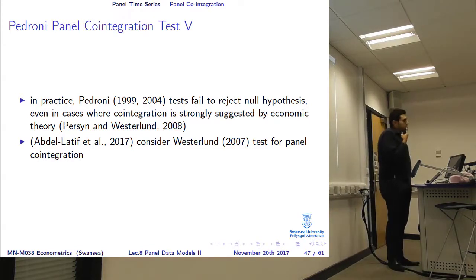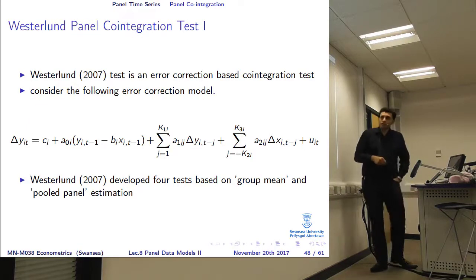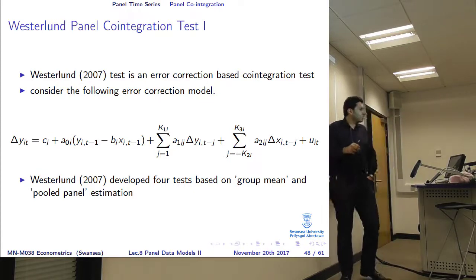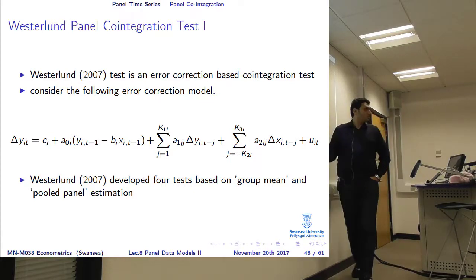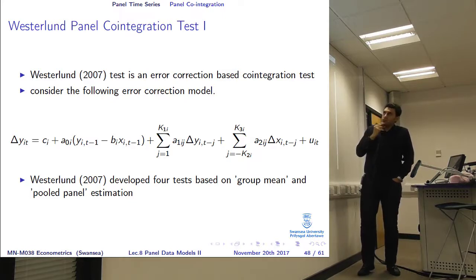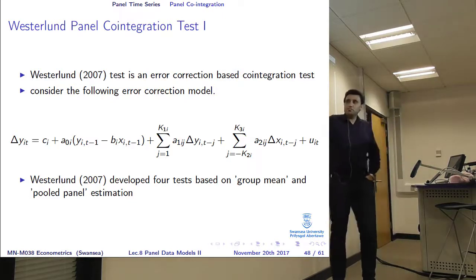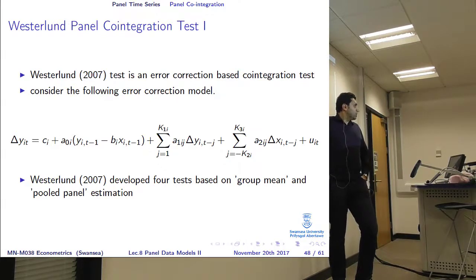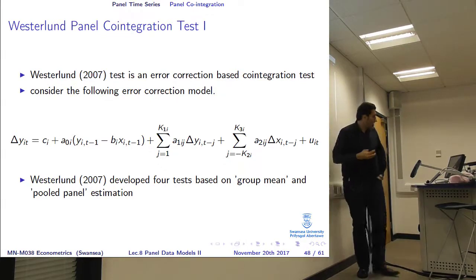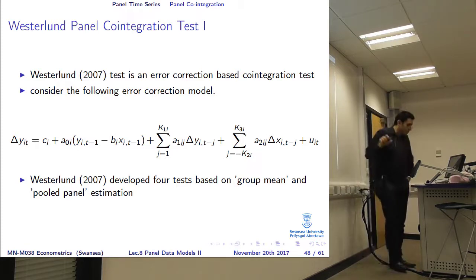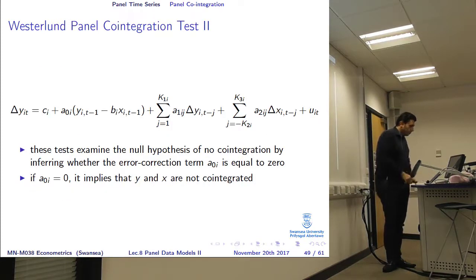as a more robust or confirmed decision, we decided to go for another test as well, which is the Westerlund test for panel cointegration. It's a very simple test. As I said, it's based on an error correction model. You should be familiar with this structure now, this is an error correction model. And as I said, all you need to do is to test for the significance of this parameter here. So if this is significant, that's the idea. So you need to estimate this error correction model.